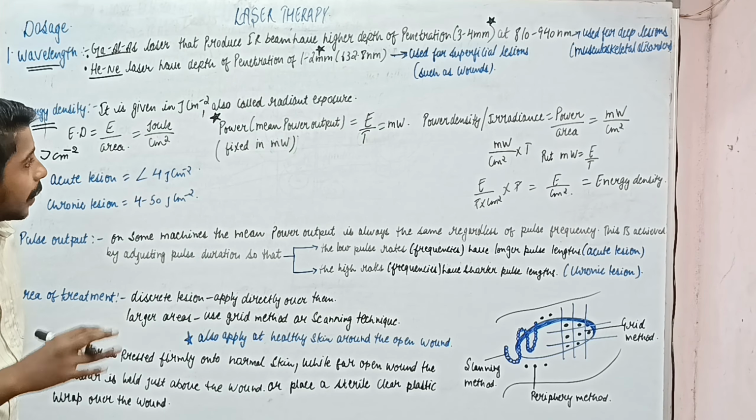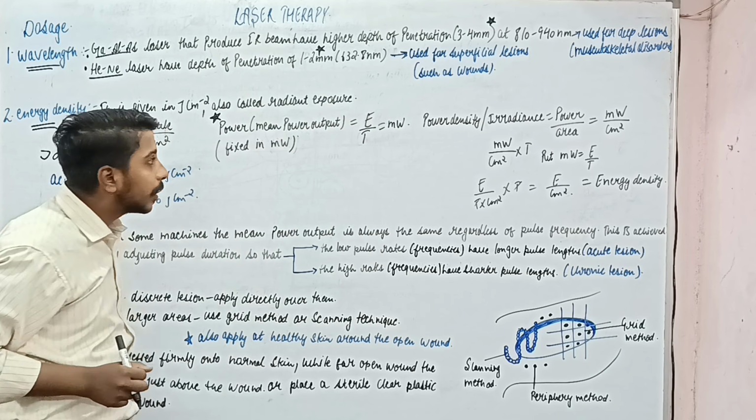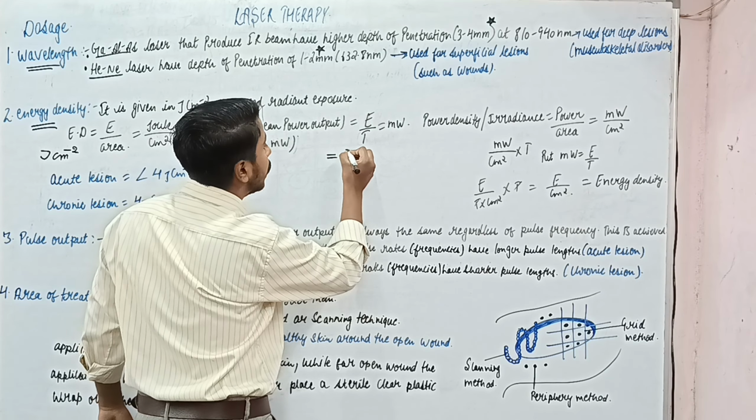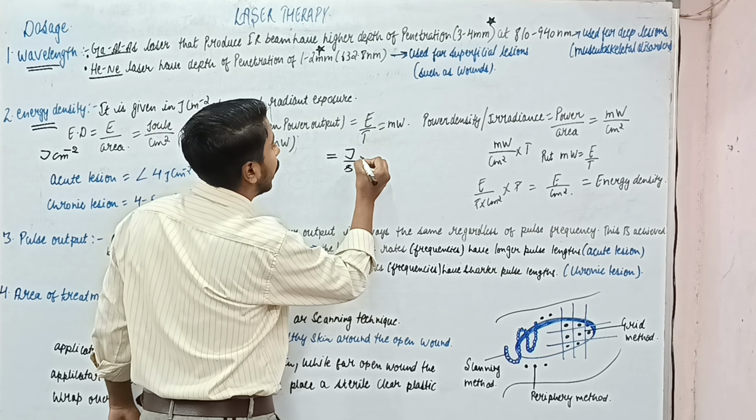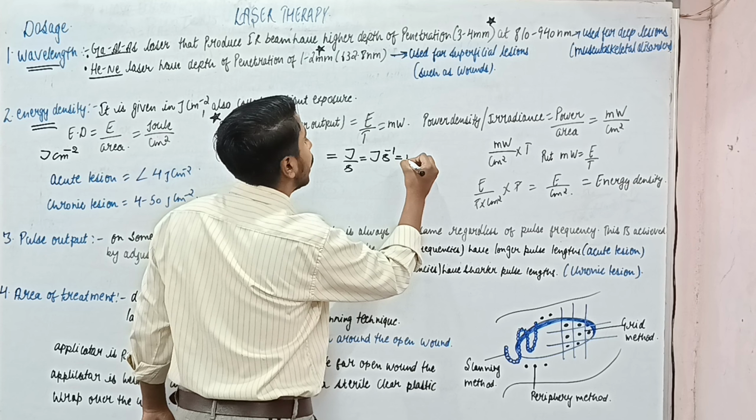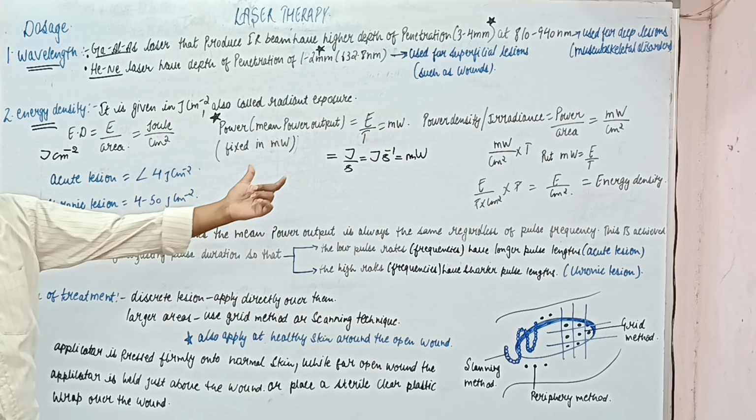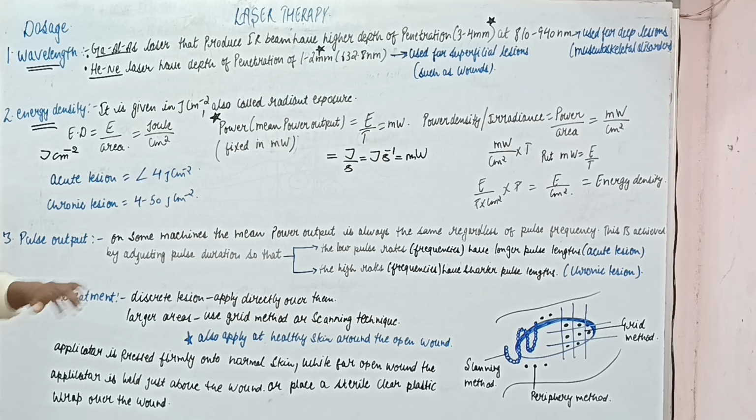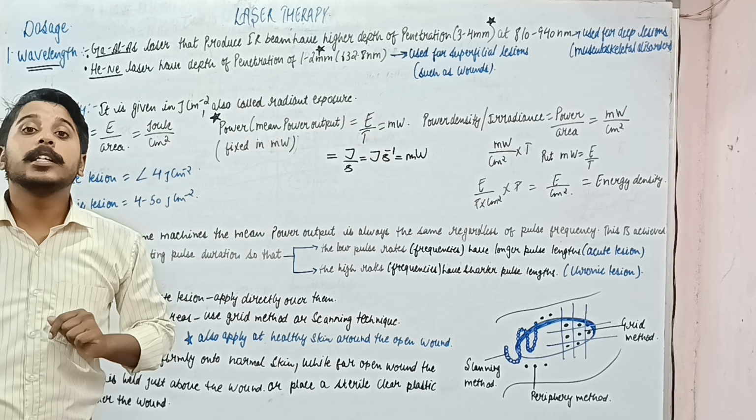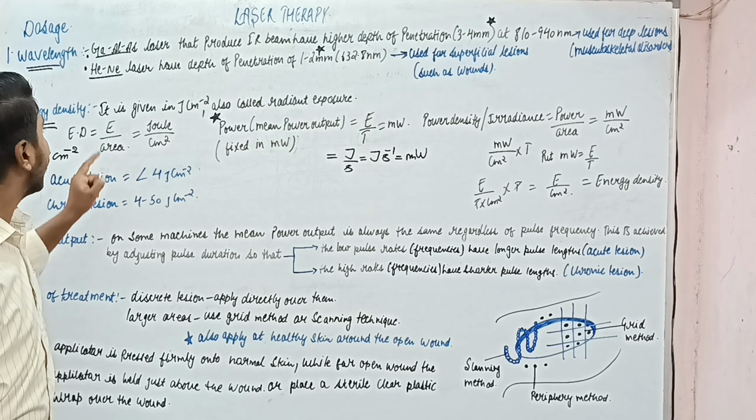So let us first understand what power is. Power is equal to energy upon time. Energy unit is joule and time is second, so it becomes joule per second, and this joule per second is also called milliwatt. So this is the mean power output. Now if we multiply this power output with time, it will again give energy density.